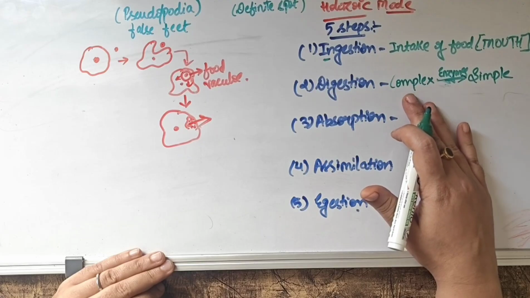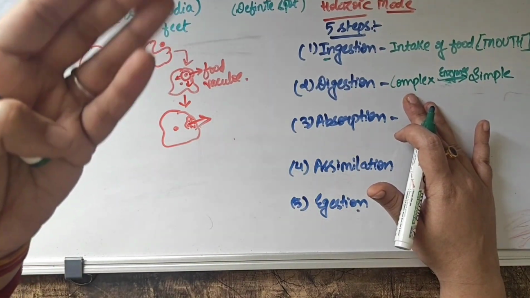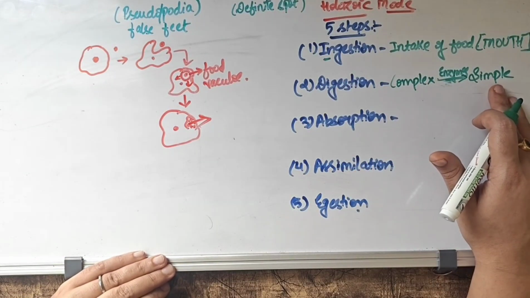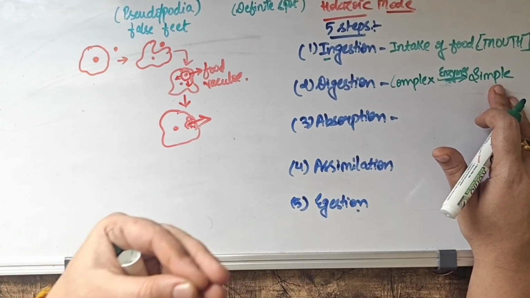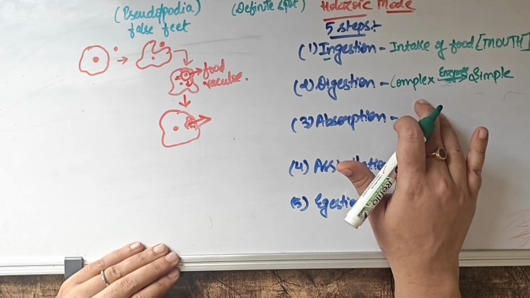So what is digestion mainly? The breaking down of complex food. Whatever food you have eaten, like roti, rice, sambar, or anything else, the breaking down of that complex food into its simple version, like carbs, basic sugars, basic amino acids and all, in the presence of enzymes. That is what is known as digestion.